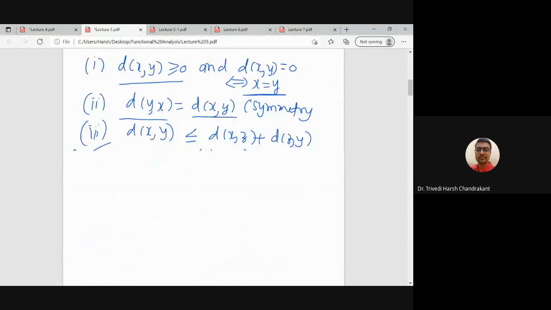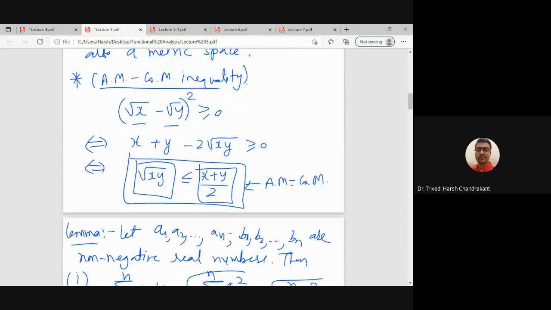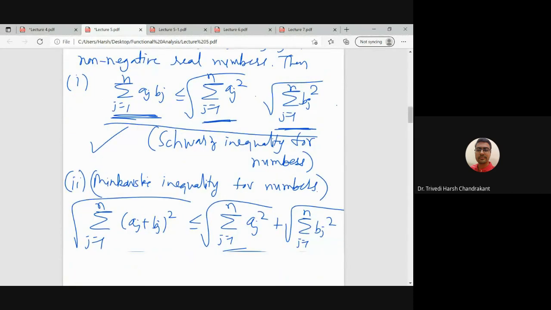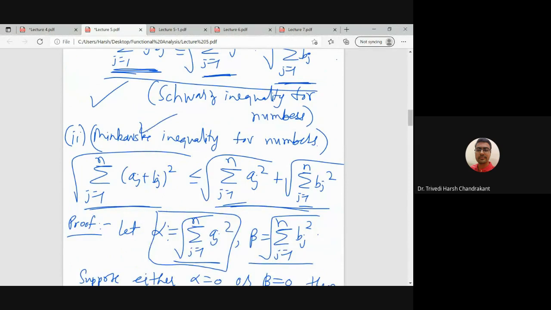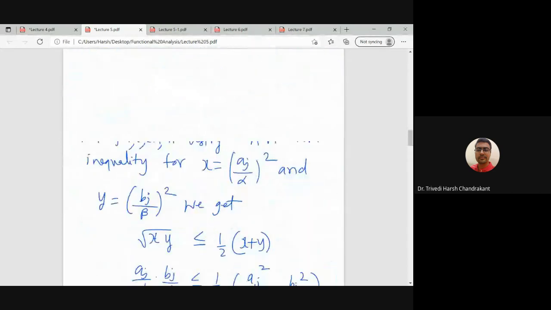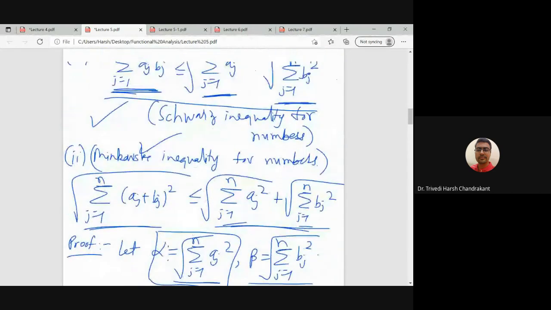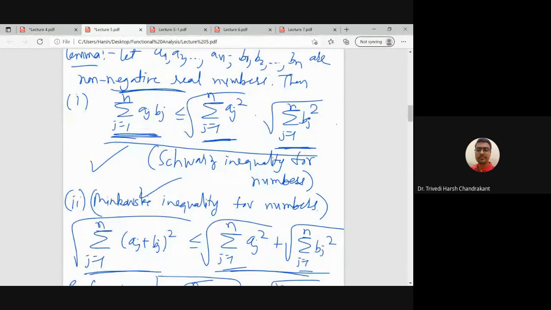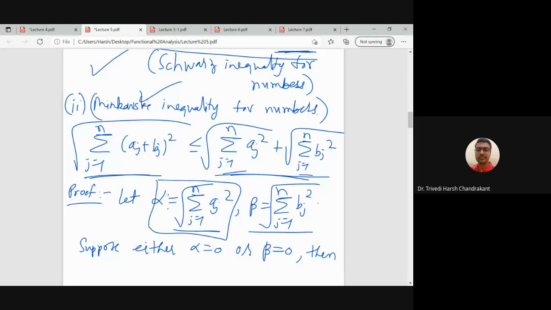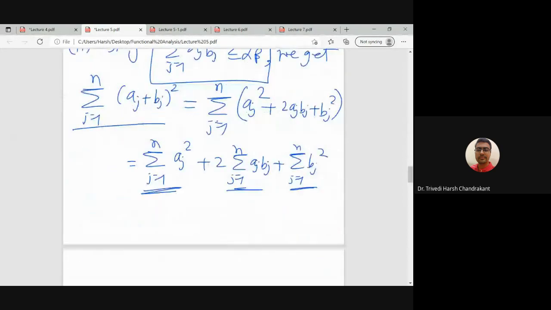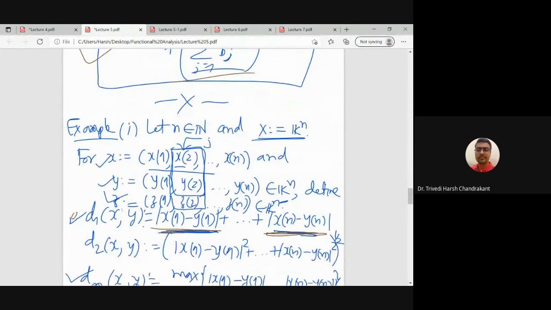We also discussed some examples of metric spaces using the AM-GM inequality. We derived two inequalities. First is Holder's inequality. Second is Minkowski inequality. This is for non-negative real numbers, so a1, a2, ..., an, b1, b2, ..., bn are non-negative real numbers. For them we derived two inequalities which we shall be using frequently in this course.